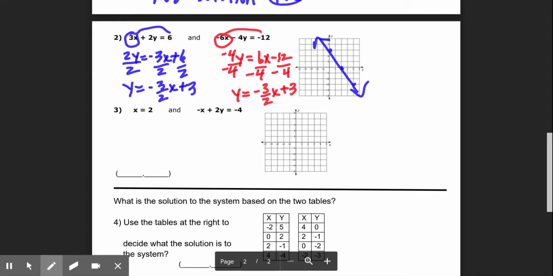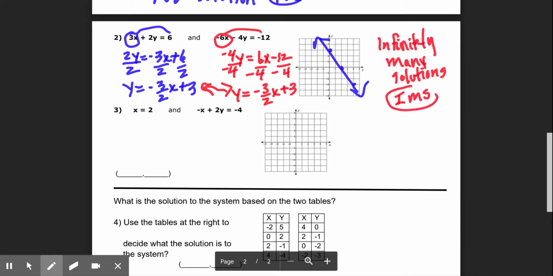So if it's going to be the same line, and you can see by both of these equations right here, they are the same. They have the same slope, the same y-intercept. So this is going to be infinitely many solutions. That means every point on the line would be a solution. So this is what we call IMS, infinitely many solutions. All right, let's take a look at number 3. X equals 2. So that's going to go through the x-axis at 2.